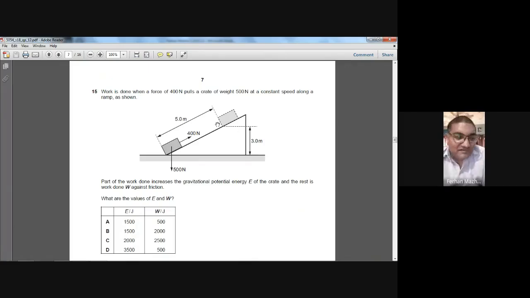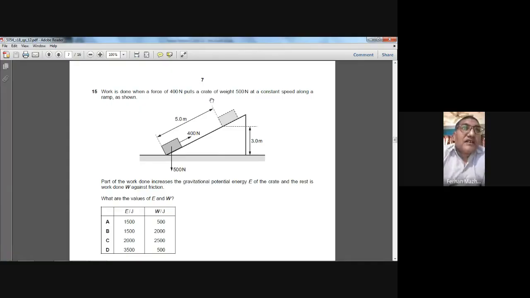So work done by you is 2000 joules. Gain in the gravitational potential energy is just 1500 joules. The rest is 500, sorry, I said Newton, it's joules. And 2000 minus 1500 joules, the answer will be 500 joules. So where did the 500 joules energy go? It was actually the work done against the friction. So W value will be 500 and E value will be 1500. So for question number 15, A is the choice. It is a very different kind of question. Okay. So keep this question in your mind.